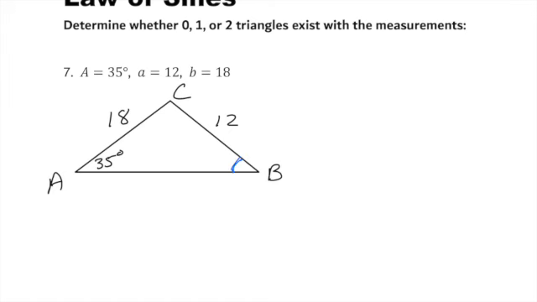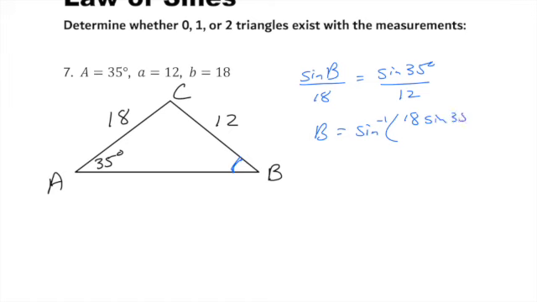The only thing you can find is angle B. Sine of B over 18 is equal to sine of 35 over 12. Take the inverse sine of 18 times sine of 35 divided by 12. Now, before I go to the calculator and actually type it, let's think about the geometry here. If I were to drop an altitude down there, to include along with my 35-degree angle, I do know that this has to be less than 18.